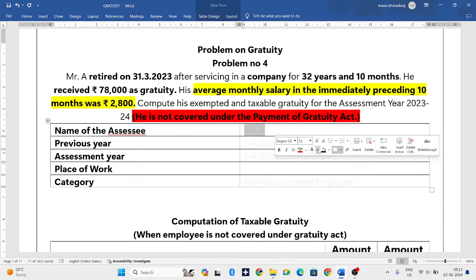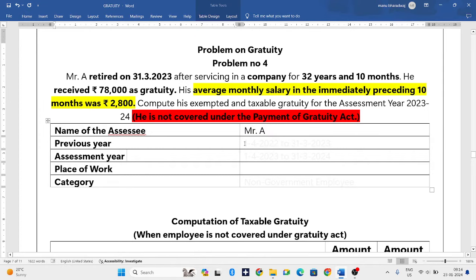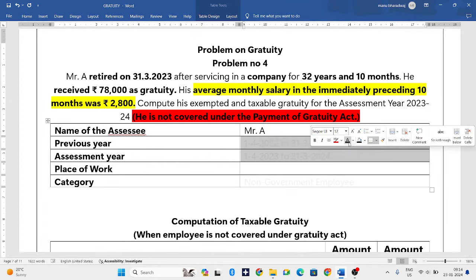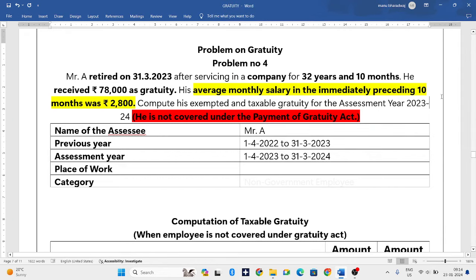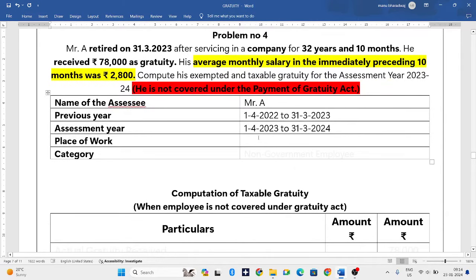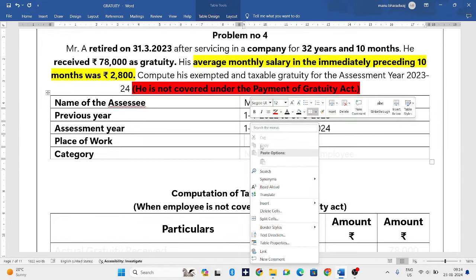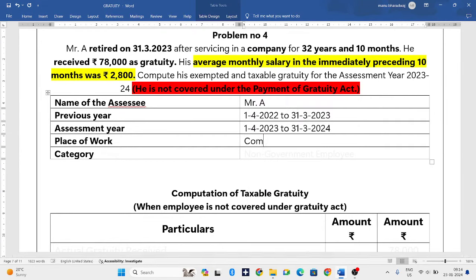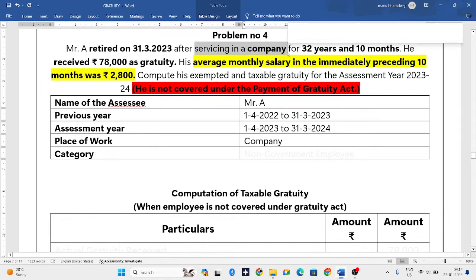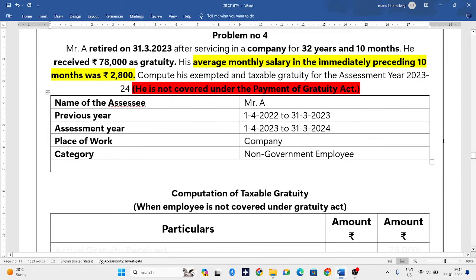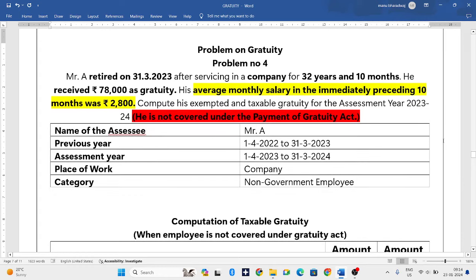Name of the assessee is Mr. A. Our previous year starts from 1/4/2022 to 31st March 2023. Our assessment year is 1/4/2023 to 31st March 2024. Place of work is not mentioned, so you can simply write it as company, because here he has said he is serving in a company. Category: he is a non-government employee. Nowhere in the question is it mentioned that he is a government employee, so we will consider him a non-government employee.